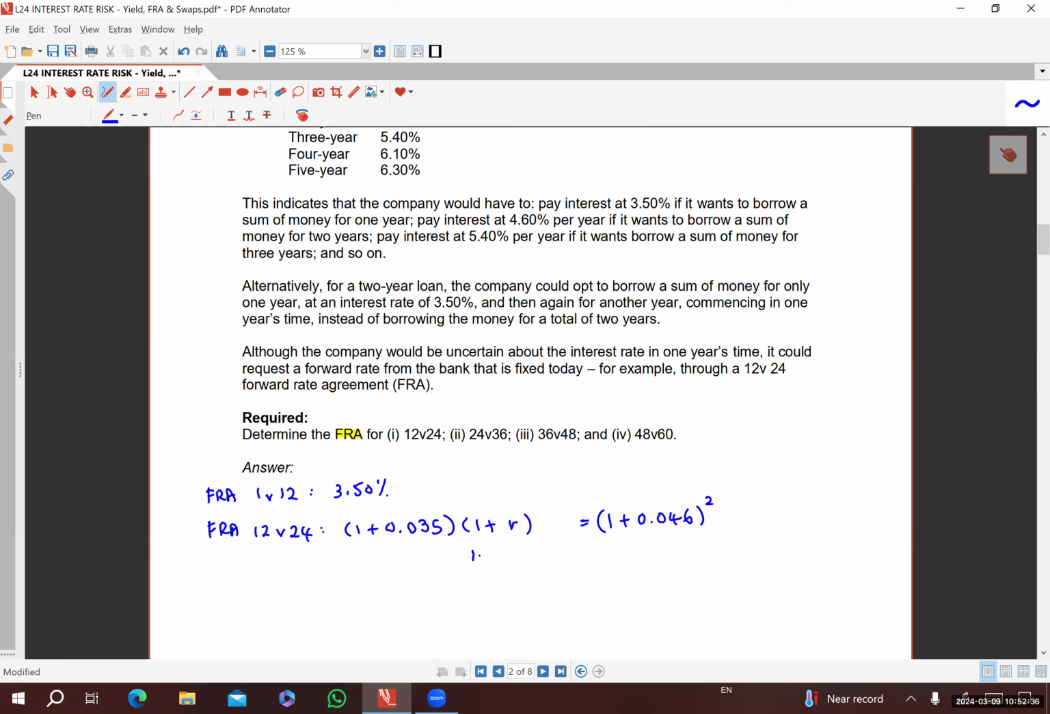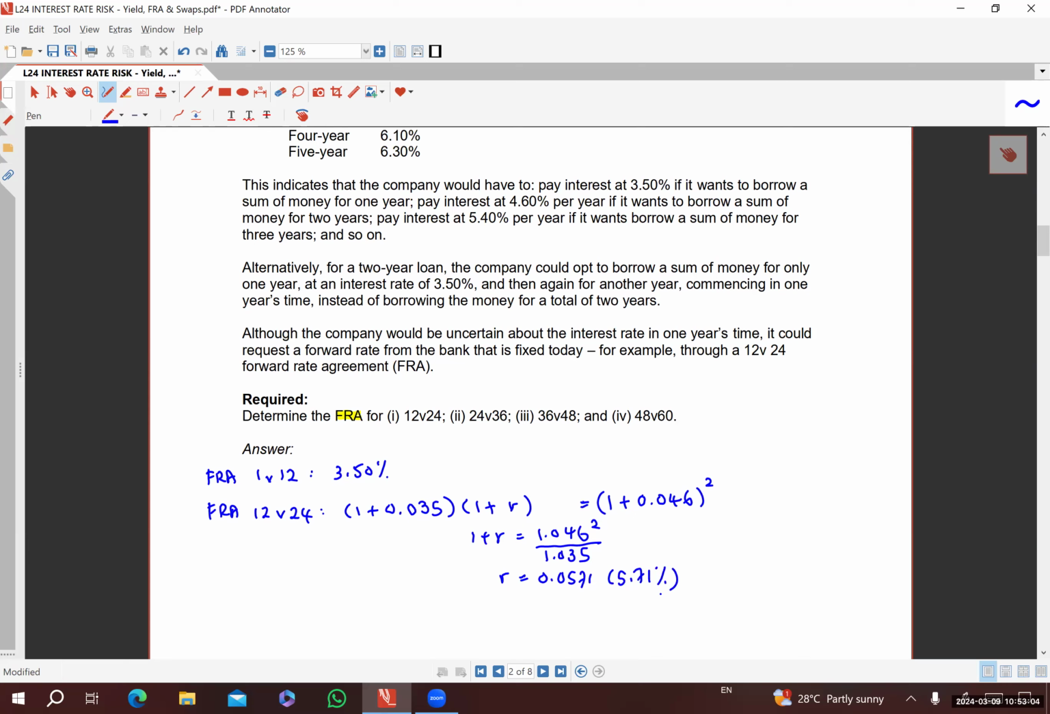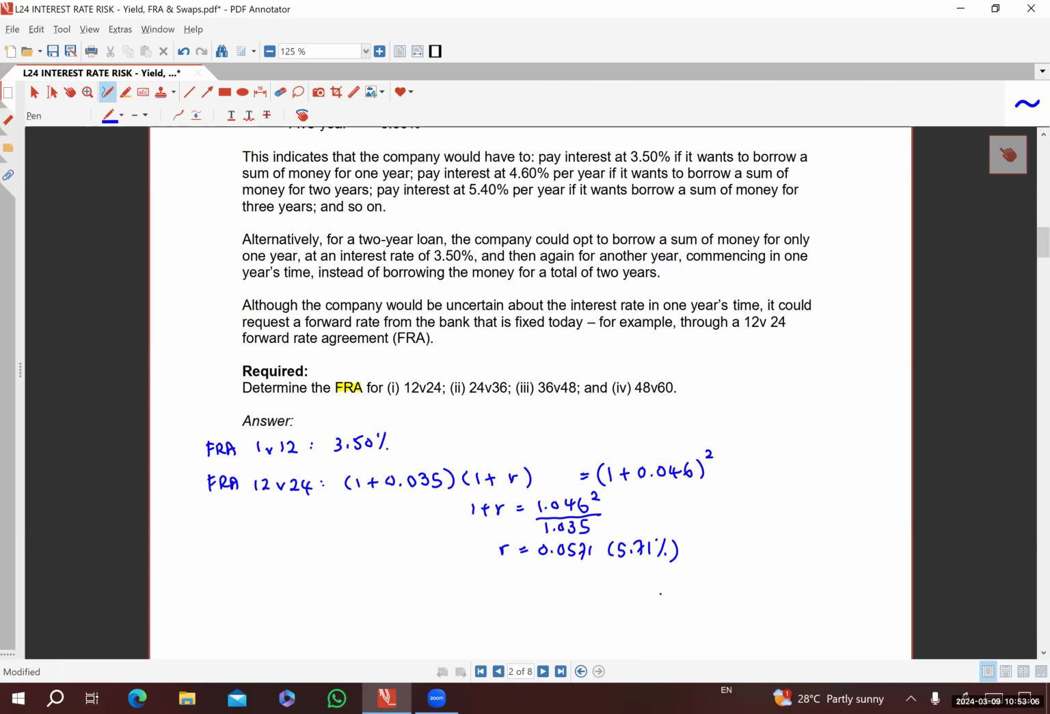Therefore, I can now find R from here. 1.046 to the power of 2 divided by 1.035, so I can find R from here. That gives 0.0571, or 5.71%. So that is the FRA rate in the second year, or month 12 to month 24.